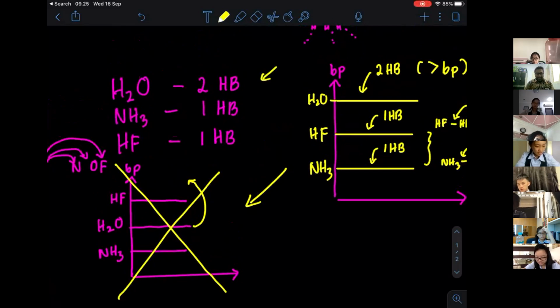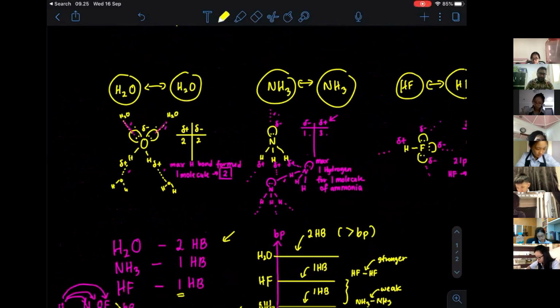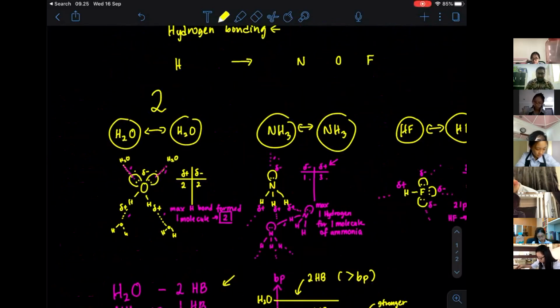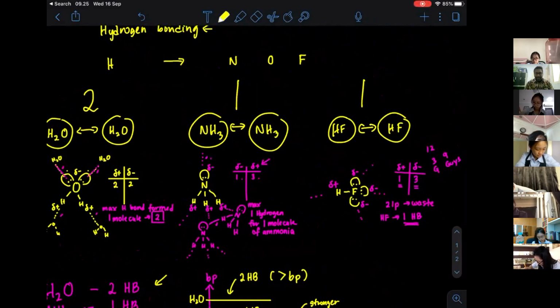The one that I want to correct from yesterday's lesson is this one. On average, they will form one hydrogen bond. Yesterday I mentioned it wrongly, as two hydrogen bonds. So please take note. H2O per one molecule will have two hydrogen bonds. Ammonia has one hydrogen bond. HF will have one hydrogen bond.